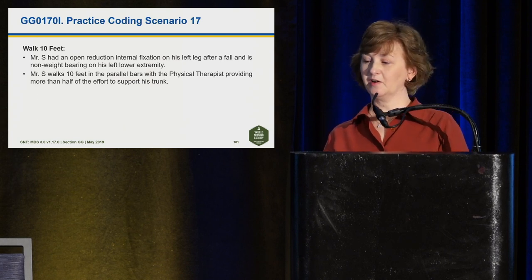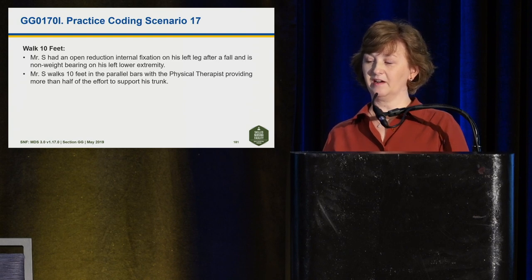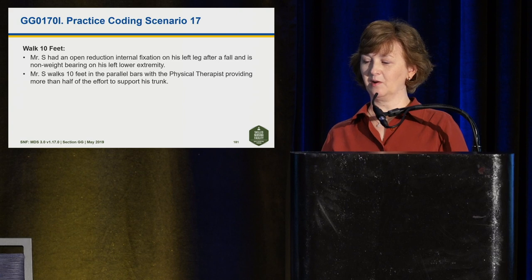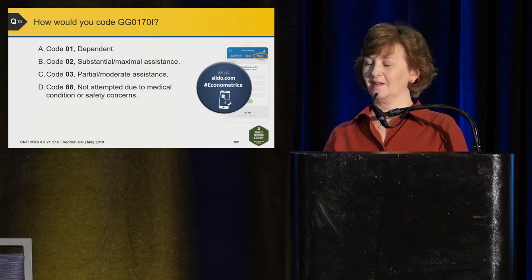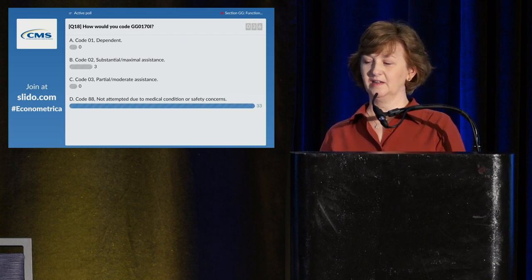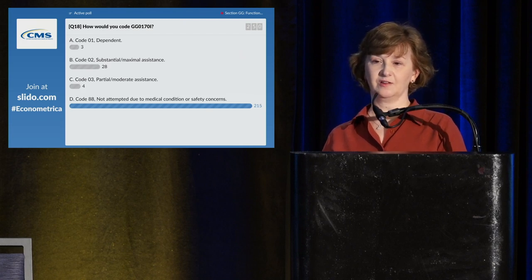So we have another scenario here. We have walking 10 feet. Mr. S had an open reduction internal fixation on his left leg after a fall and is non-weight-bearing on his left lower extremity. Mr. S walks 10 feet in the parallel bars with the physical therapist providing more than half of the effort to support his trunk. So as you think about this, we did talk about parallel bars. That's very important. So I will move on to let you do the Slido, and the options that you have are that he can be coded 1, dependent, 2, substantial maximal assistance, code 3, partial moderate assistance, or code 88, not attempted due to medical condition or safety concerns.